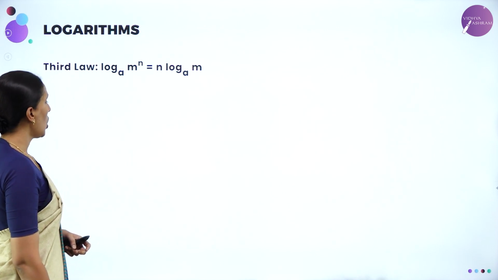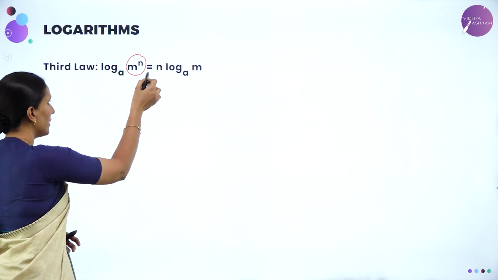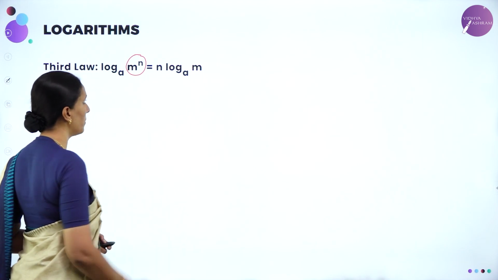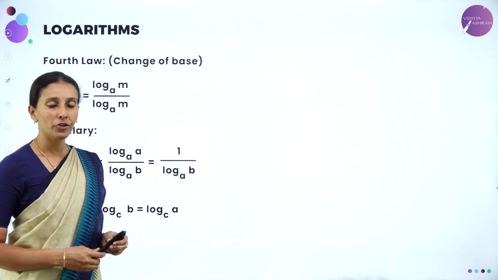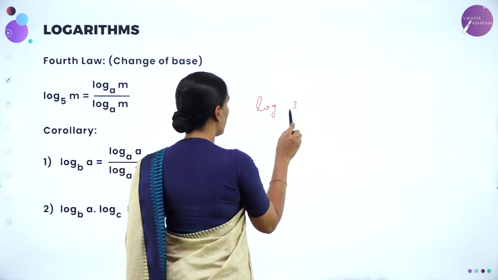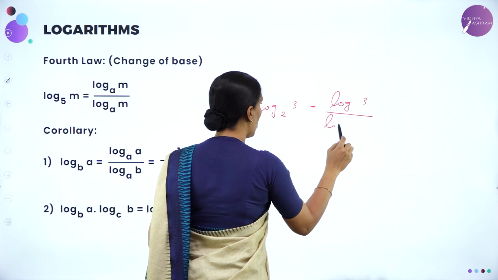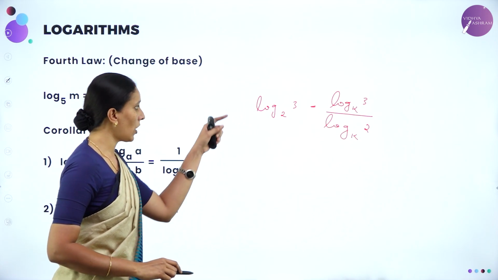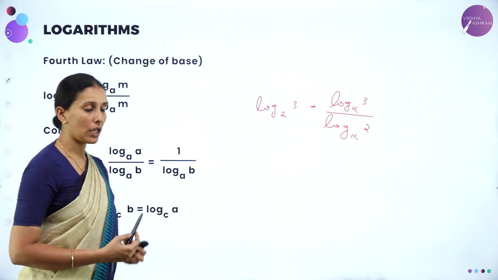Next, the third law says log m power n to base a. If you have any exponential form with the logarithm, then the power n will come out as a multiplier. So it is written as n into log m to base a. Next, the fourth law is change of base. Change of base means suppose you have a number in the form of log 3 to base 2, then we can write this in the form of log 3 divided by log 2 by making a common base, let it be some constant k. So like this, we can also write the number and the base separately using log in the form of a quotient by taking a common base here.